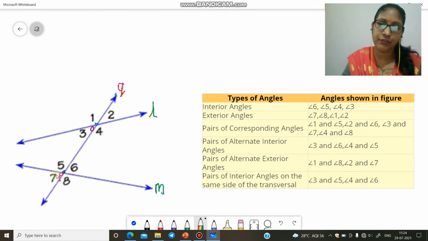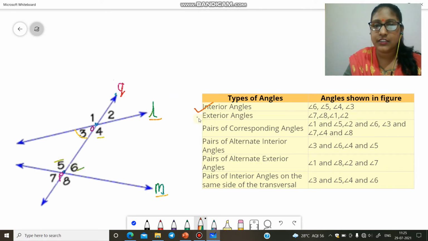8 angles are formed. They are categorized in different categories. So one by one we understand it. First type is interior angle. As the name says, they are formed in the interior part. The angles formed between the lines, it means the angle formed between the lines L and M is said to be an interior angle, like angle 3, angle 4, angle 5 and angle 6.